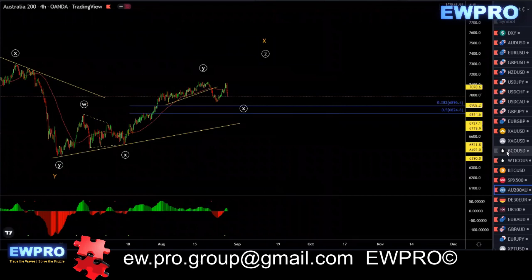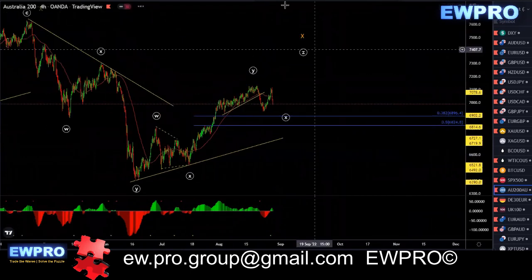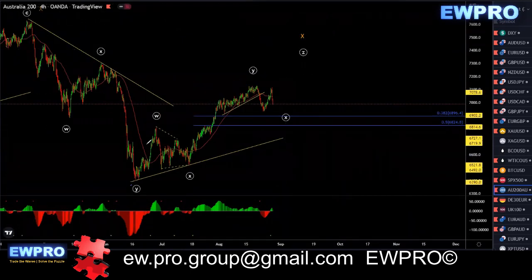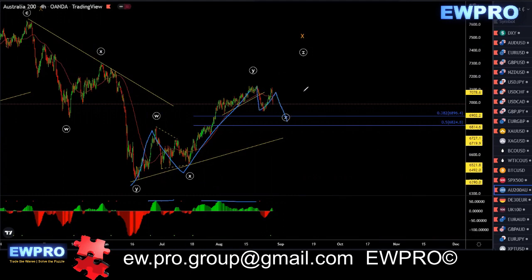On the H4, again, very similar to S&P, we got that WXY, and we have the bearish divergence. So we more than likely won't get a Z up, but again, we may, because in here we've got a bull hidden, but this up here never went and broke that top. So it's becoming more complex.